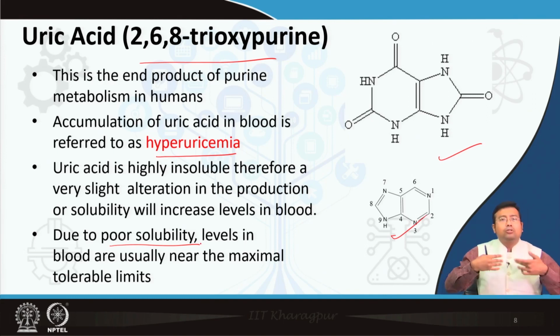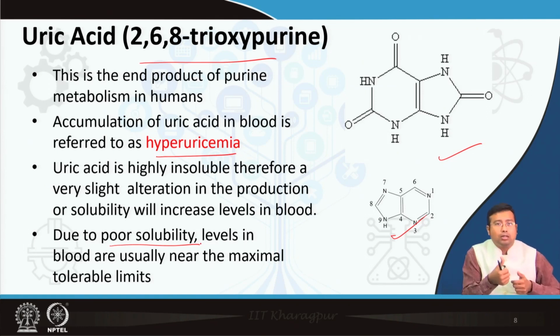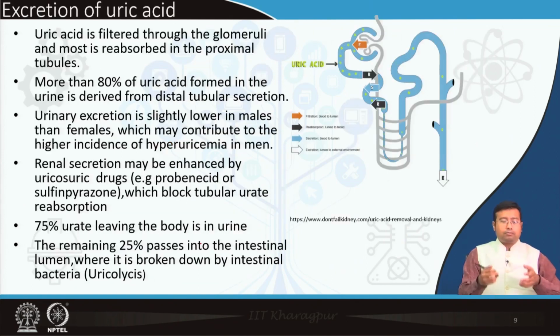Our internal homeostasis is such that the maximum uric acid that is produced is physiologically soluble. Any excess production or any problem that leads to uric acid levels above normal will lead to insolubility. And what will happen if there is insolubility, we will be discussing very soon.